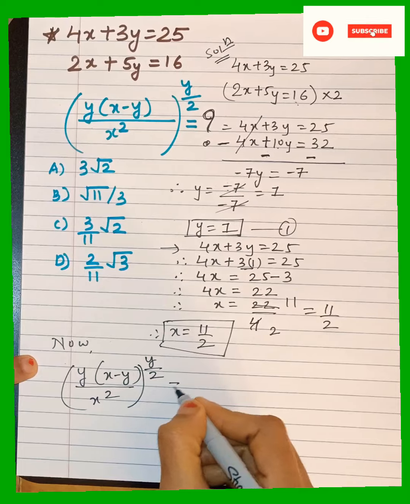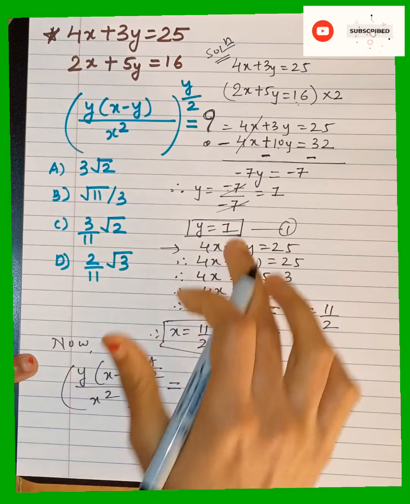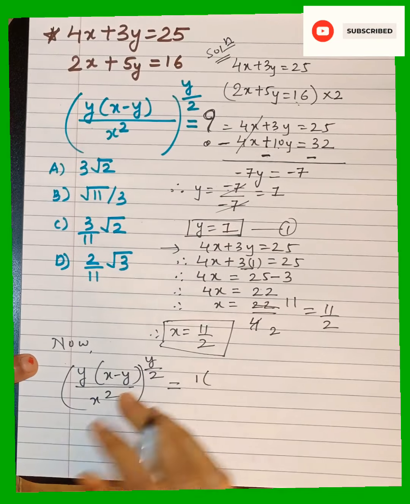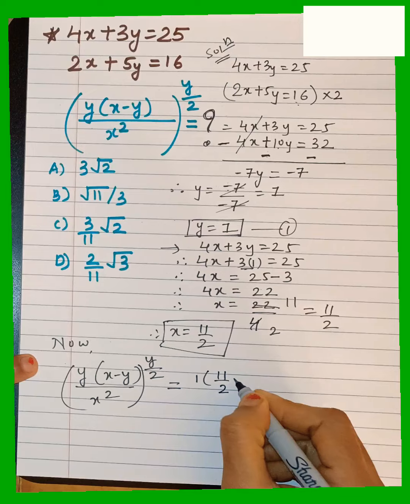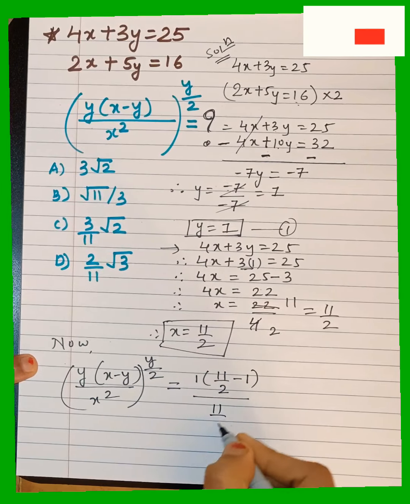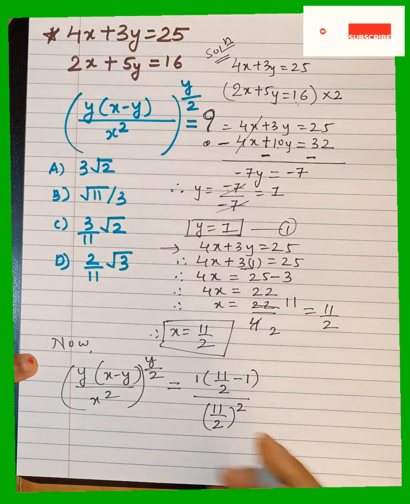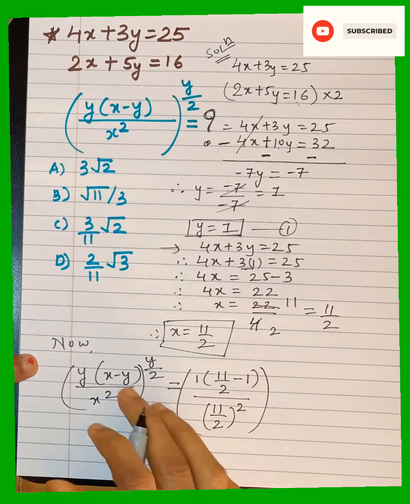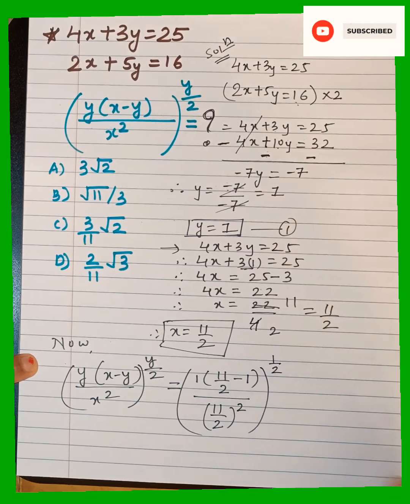Now just keep the values of x and y in this expression. So in place of y, we will keep 1. x minus y, what is x? 11 upon 2. So 11 upon 2 minus 1, upon x square, so 11 upon 2 the whole square. So this way you will keep the values. Now don't forget this whole raised to y upon 2, and y is 1, so 1 upon 2.